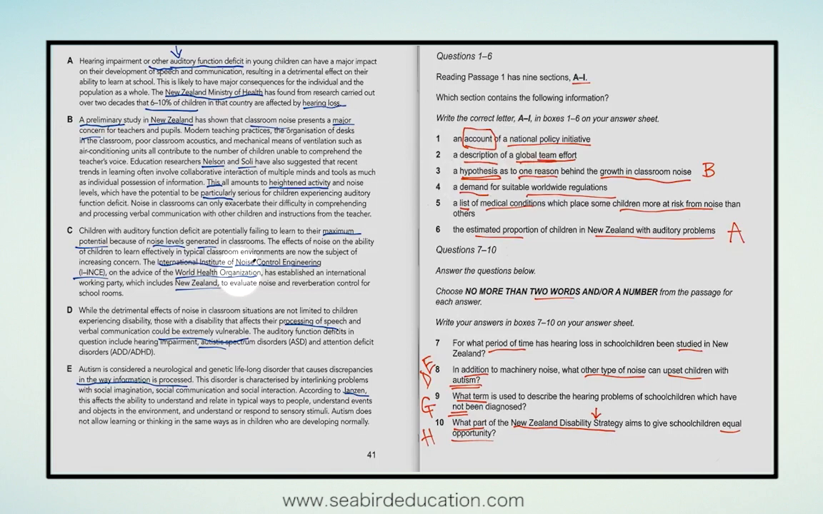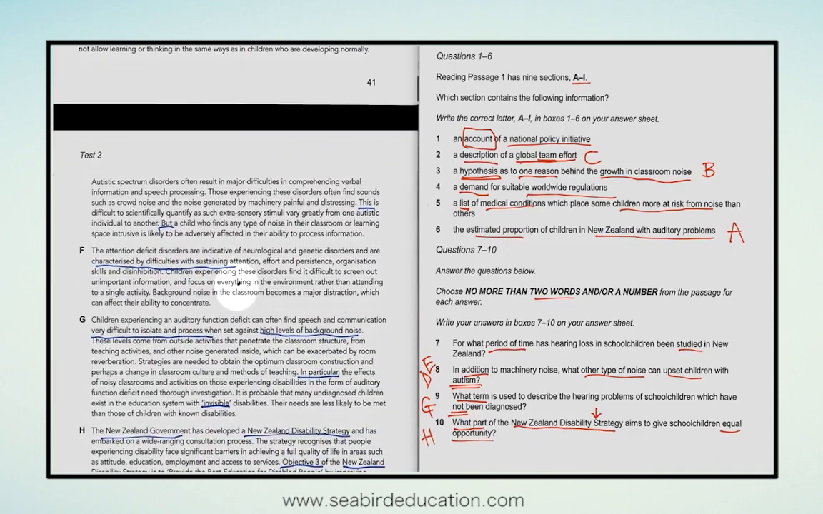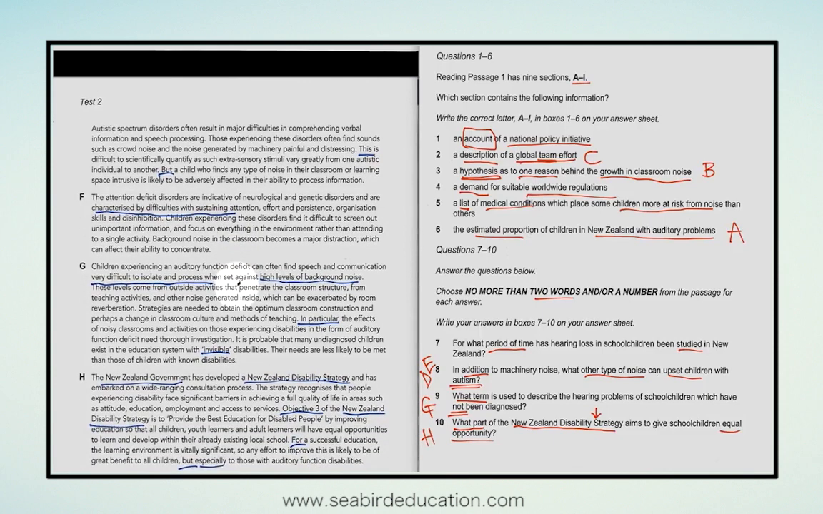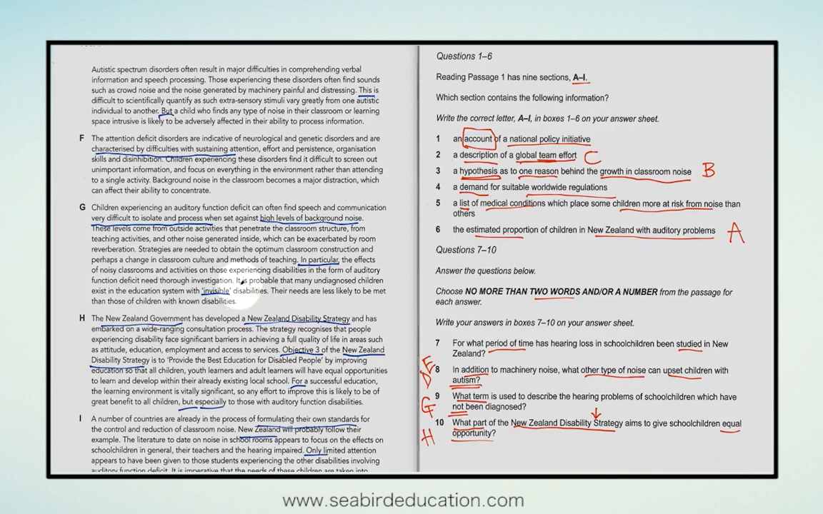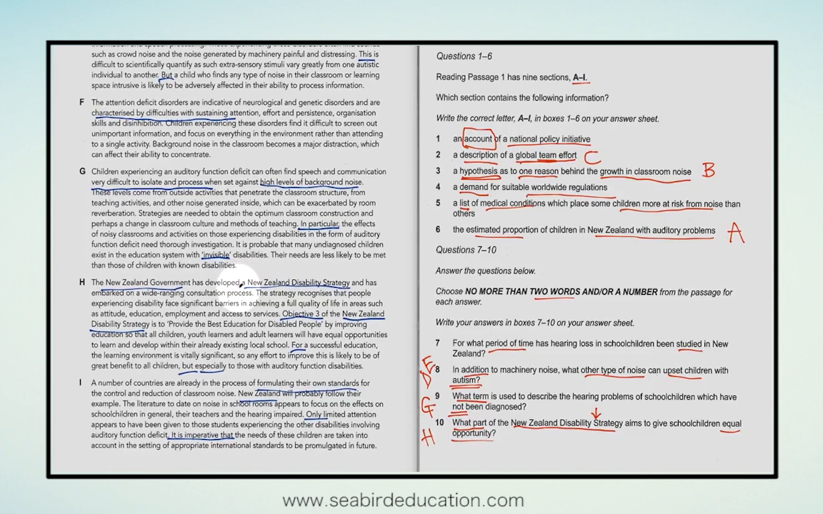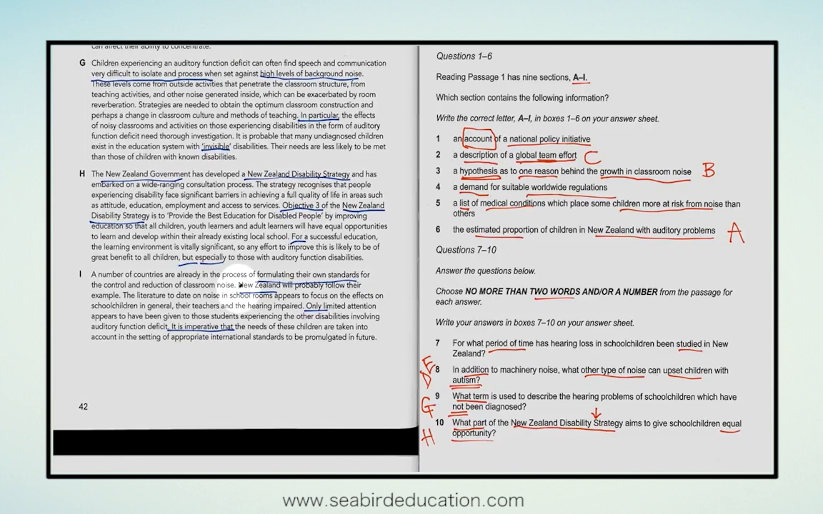A global team effort. That I must admit. International, to evaluate noise and... Okay, so there's international, so that must be C. Global team effort. Demand for suitable worldwide regulations. Demand. Worldwide regulations.